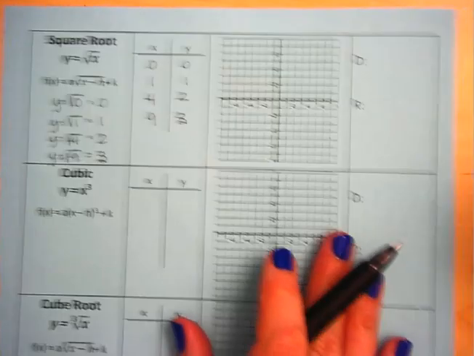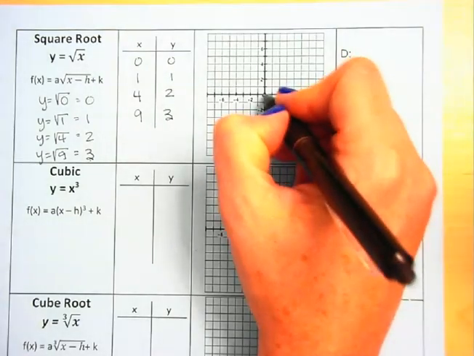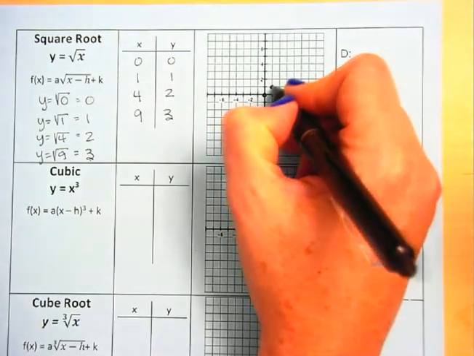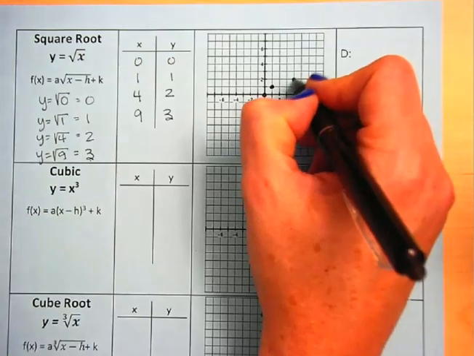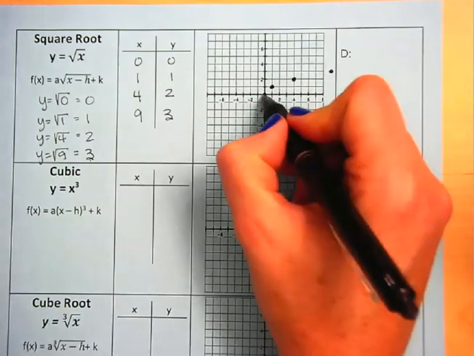And then here's what those points look like on the graph. 0, 0, 1, 1, 4, 2, and 9. 9 goes off a little bit, 3.